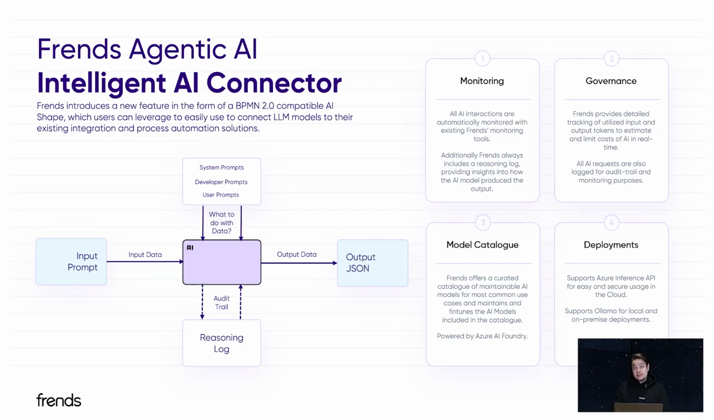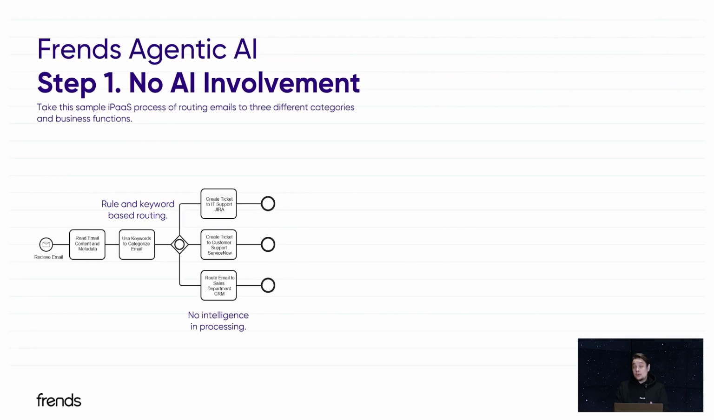So if that's in a nutshell the intelligent AI connector feature, how can we now use that in a practical setting? A good way to explain this might be to take this in 3 different steps, where we first have no AI involvement, which is probably the current situation for a lot of organizations, then introduce a little bit of AI, and then finally try and expand the usage of AI to create full automation, full autonomy within the integration solution or the process workflow itself.